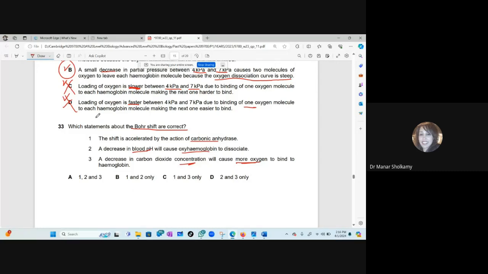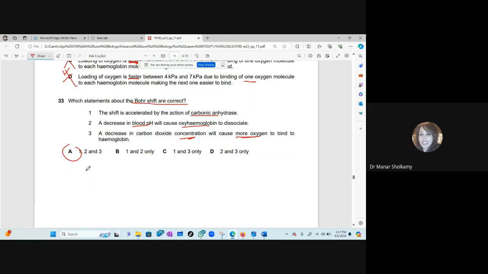Is one of them incorrect, or are the three of them correct? Is one right or wrong? It's right. 2, a decrease in blood pH will cause oxyhemoglobin to dissociate. Is this right or wrong? Yes, it's right. 3, a decrease in carbon dioxide concentration will cause more oxygen to bind to hemoglobin. Correct. So the answer is 33A. Okay, it's A. Five more, five more.